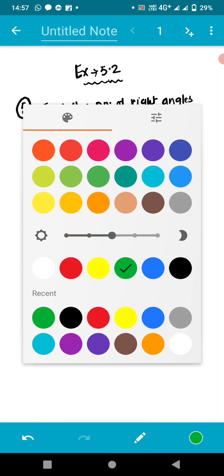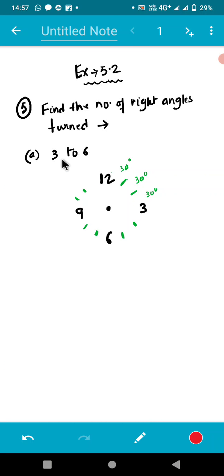Now, what is the question saying? That initially we are facing number 3. So initially the hand is facing number 3. Now if it goes clockwise, definitely the clock will go in the clockwise direction only. So finally it will face 6, isn't it? So now the clock hand is here. That means it has moved in the clockwise direction like this.